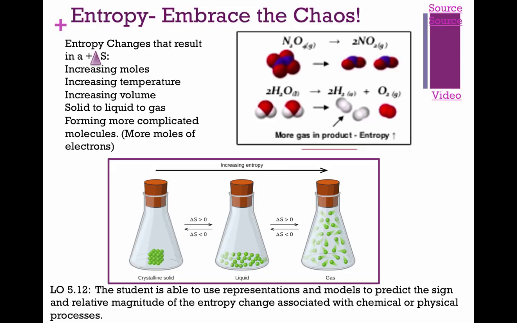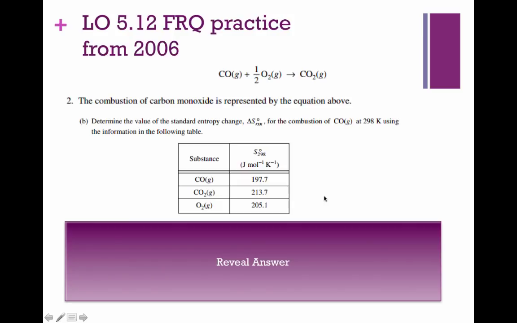All right, so then entropy, embrace the chaos. So entropy changes that result in a positive delta S. So remember, positive delta S, replace S with disorder. So a positive disorder means you have lots of it. So when you increase moles, increase temperature, increase volume. And the reason it's when you increase volume is because they have more space to be chaotic. Solid to liquid to gas, and then forming more complicated molecules. And so particle diagrams down here show the solid, and then the liquid, and then the gas. The more chaos, the more disorder, the higher the delta S.